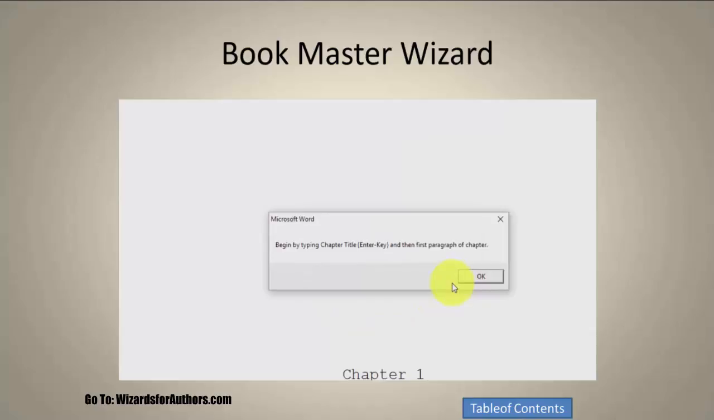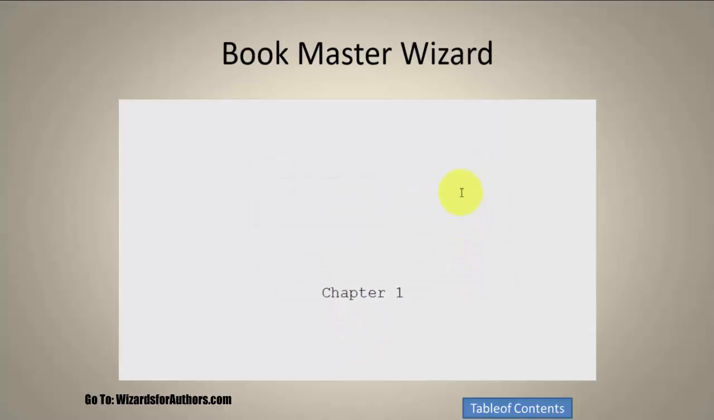Okay, now it says we can begin typing our chapter title and then put the enter key and then the first paragraph of our chapter. So we will do that. The first chapter is the Loomings. Hit enter. Now we're at the beginning of the first paragraph of our chapter 1.